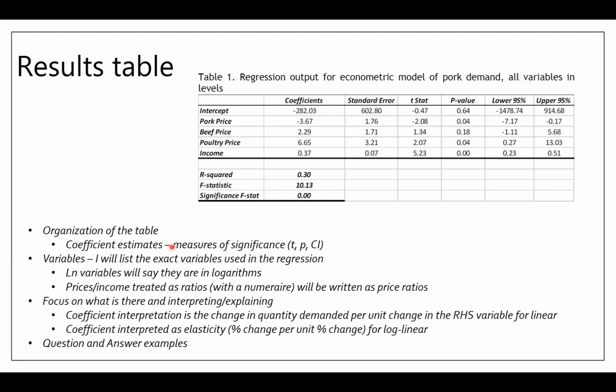I'll always list these variables and let you know what type of variables they are. If they're in logarithms, it'll say so. If they're income rate or price ratios, it'll say so. Again, I want you to focus on what's there, how you interpret it, and how you explain it. And this is my number one suggestion.